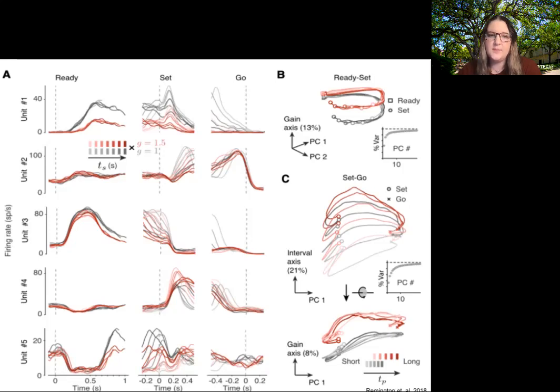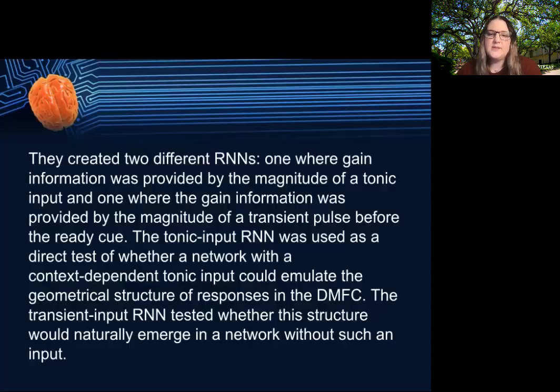with different speeds. So from this, they created two different RNNs, one where gain information was provided by the magnitude of a tonic input, and one where gain information was provided by the magnitude of a transient pulse before the ready cue. The tonic input RNN was used as a direct test of whether a network with a context-dependent tonic input could emulate the geometrical structure of the responses in the DMFC. The transient input RNN tested whether the structure would naturally emerge in a network without such an input.